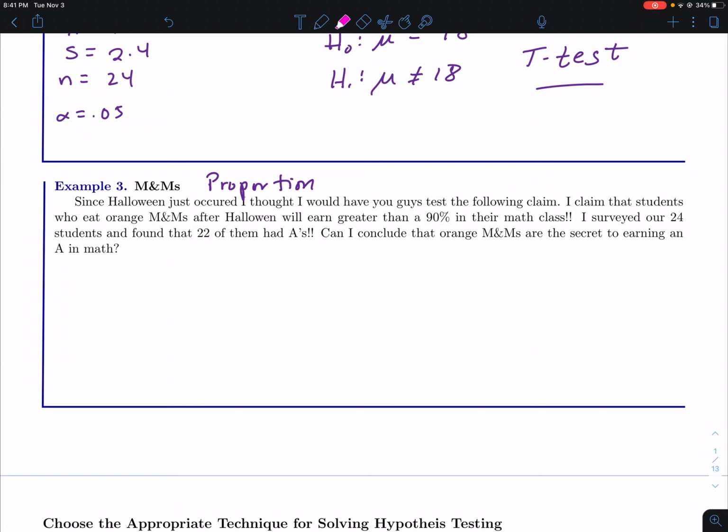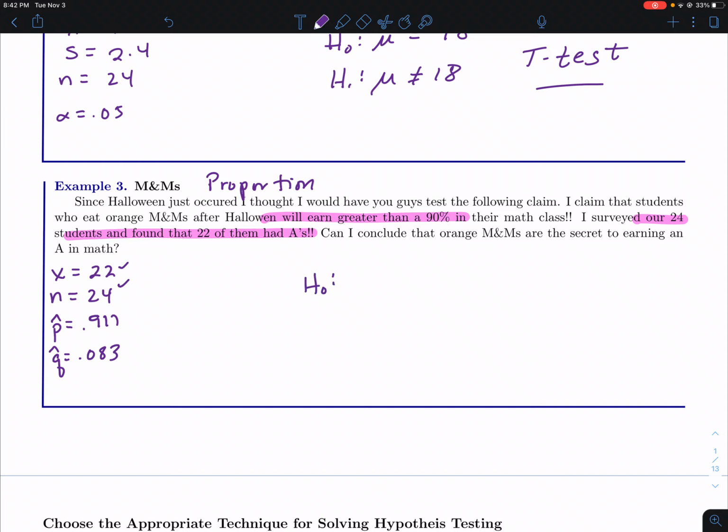Just to highlight some stuff in here. Earn a grade greater than 90, surveyed 24 students, found that 22 of them had A's. So again, writing everything down, I've got my X equals 22. My N equals 24. So my P hat, I think, was 0.917, which I think you don't even have to calculate, which is even cooler, because you just have to type the X and the N in. But I'll write it down here just in case. And then our Q hat, which I don't think you have to calculate either, which is the other nice thing about this command.